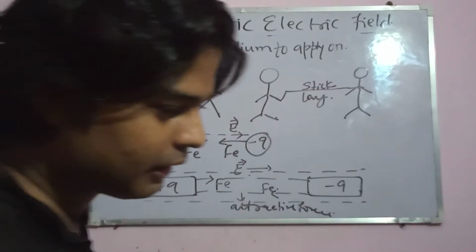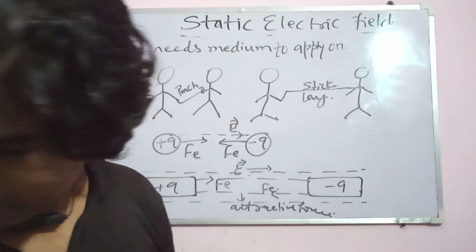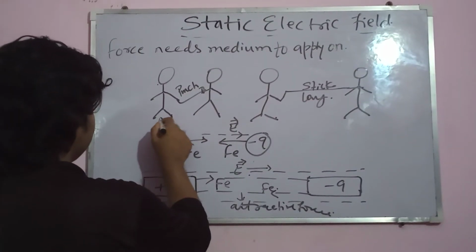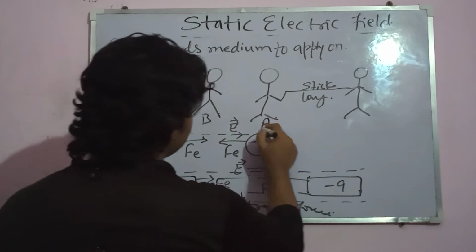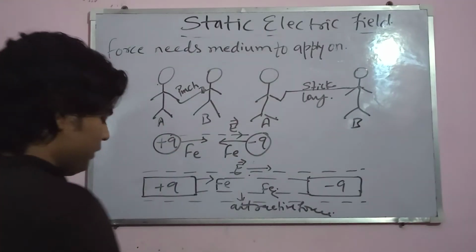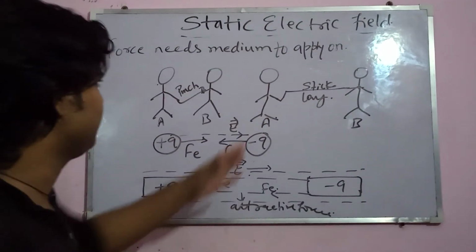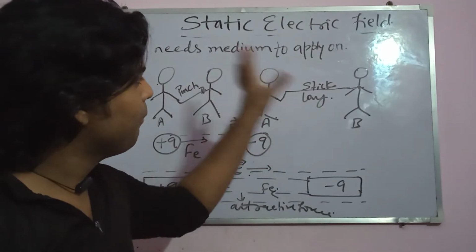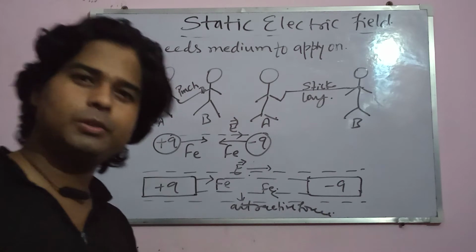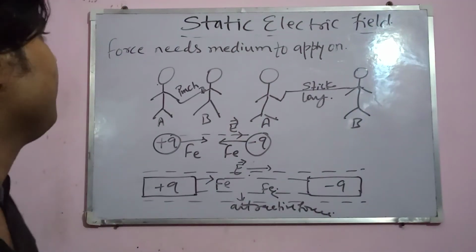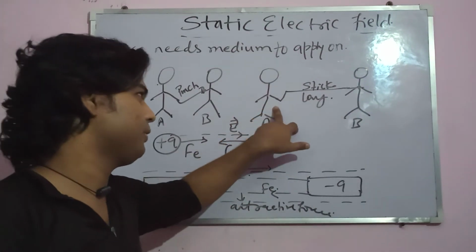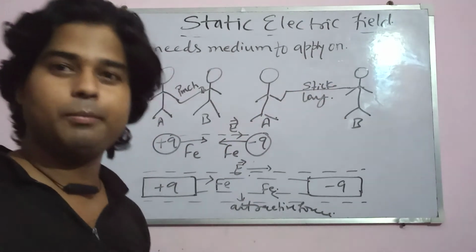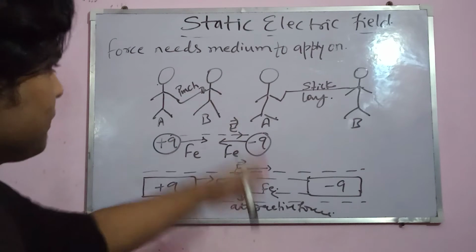Second case, wait, I need to write here, where's the marker? Yes. Here's A, here's B. In the second case, they are quite separated, the separation between them is quite long. A wants to make a relation, wants to give some effect to B. This time, he has to again use force, but the distance is quite long, a punch is not possible to reach there, so it's not muscular force.